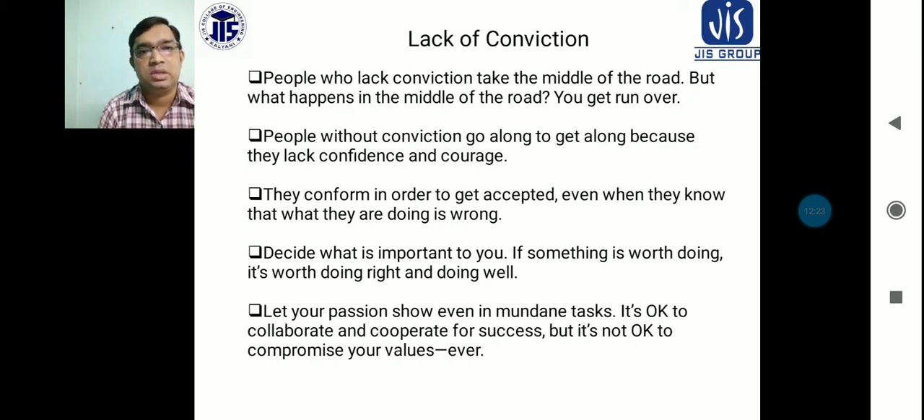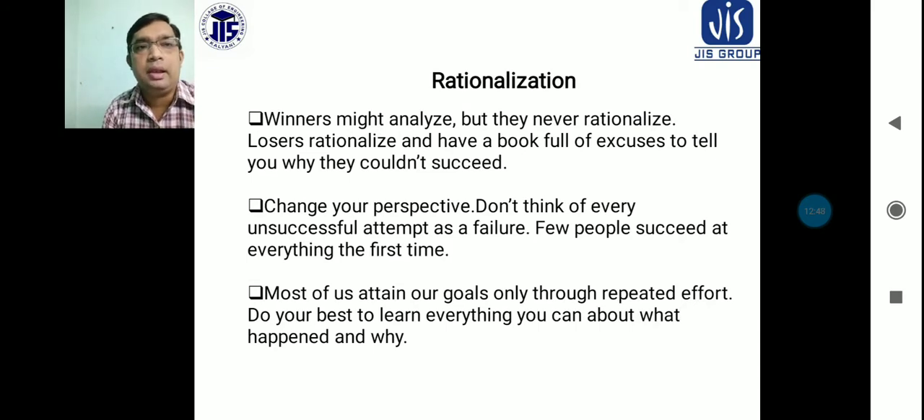In a few cases, when time is given to you for this work, you must not compromise, or your job will not be satisfied. This will not be compromised for another person, because it's okay to cooperate for your success, but it's not okay to compromise your values. It's okay. And another thing is here: rationalizations.